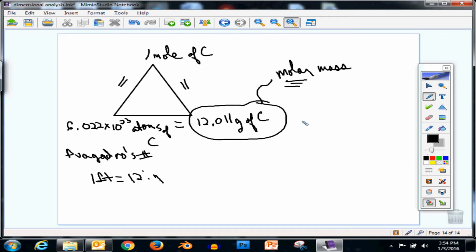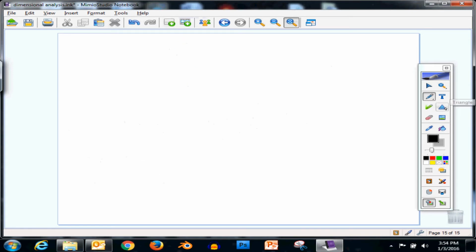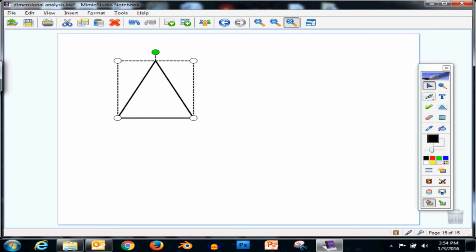So the big challenge with the mole is figuring out what the molar mass is, which, if you remember, really isn't that difficult. But let's go ahead and try a couple, just to refresh our memory, but also to get a better sense of what this mole is all about.